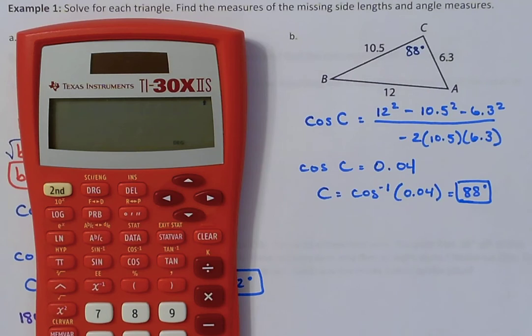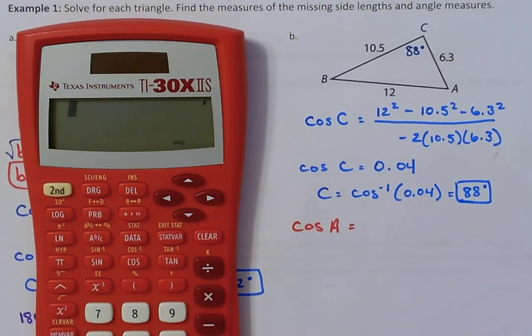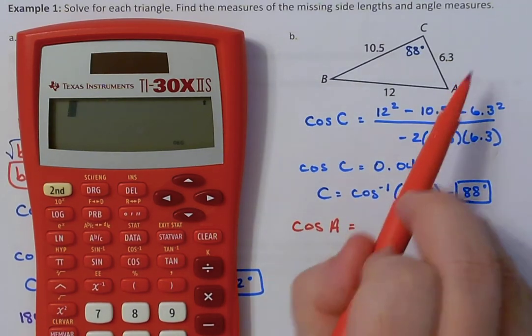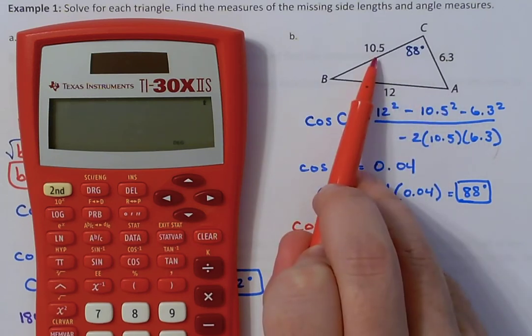All right, now we have one angle measure. We now have to find a second angle measure using the law of cosines. It does not matter whether we do angle A or angle B. For matter purposes, we'll just use angle A. So we're going to set it up similar to how we did for C. So it's cosine A equals, we're going to start with the side opposite angle A, which is 10.5.